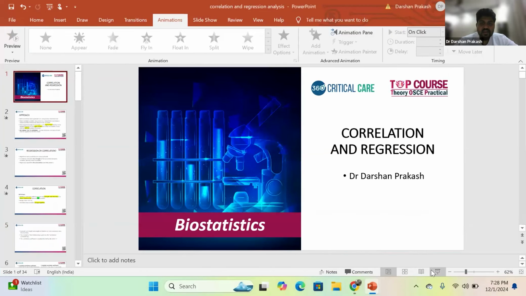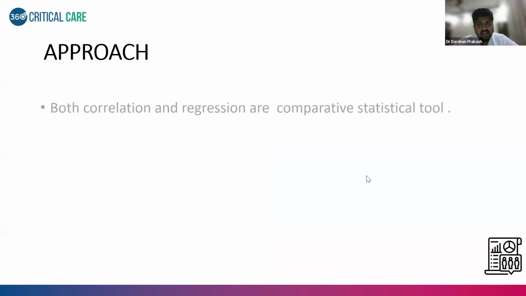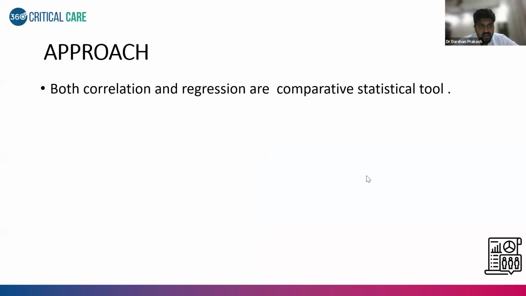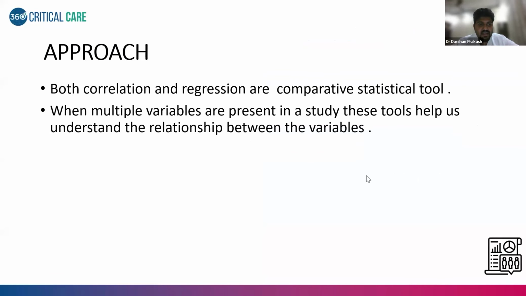Coming to the next topic, correlation and regression. Both correlation and regression are comparative statistical tools. When multiple variables are present in a study, these tools help us understand the relationship between these variables. It can be two variables, three variables, and so on. I'll be discussing that in the later slides.